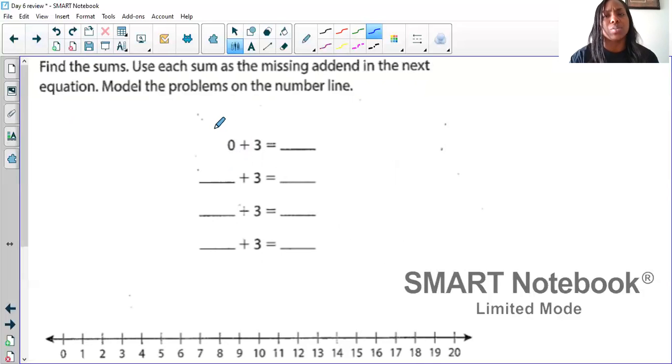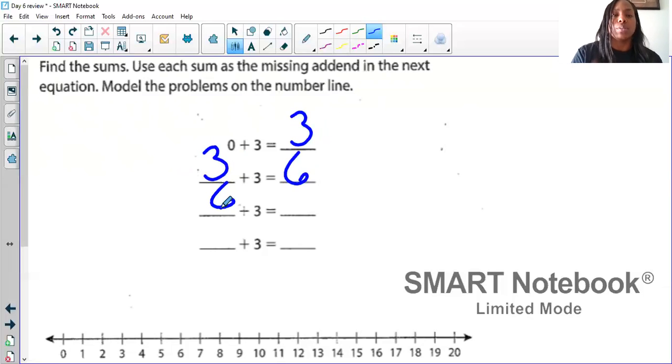So I see 0 plus 3 equals blank. I know 0 plus 3 is 3. Okay, so I'm going to put 3 right here because I found the answer, and I'm going to put my sum right here and add 3 more to it. So what is 3 plus 3? That's correct, 6. So now I'm going to put the 6 right here.